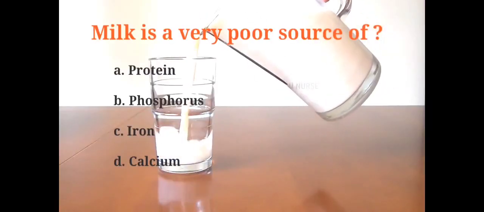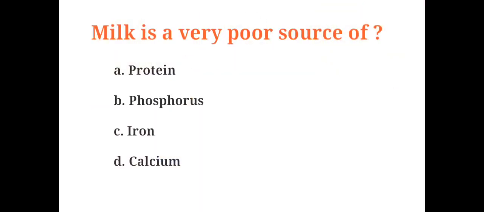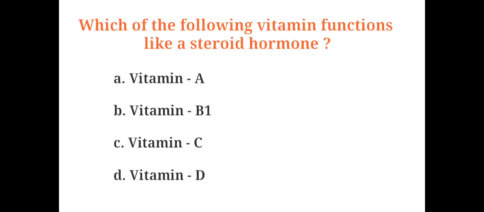Milk is a very poor source of A. Protein, B. Phosphorus, C. Iron, D. Calcium. And the correct answer is C. Iron. Which of the following vitamins functions like a steroid hormone? A. Vitamin A, B. Vitamin B1, C. Vitamin C, D. Vitamin D. And the correct answer is D. Vitamin D.